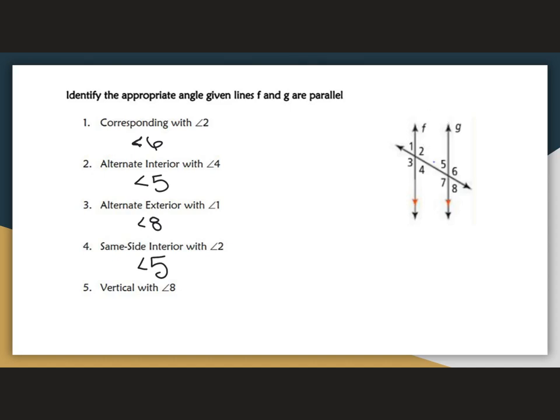Lastly, vertical with 8. Remember, vertical has an intersection, so we're looking at this intersection here. For them to be vertical, they're non-adjacent, so they're actually kind of across from each other. So that's angle 5.